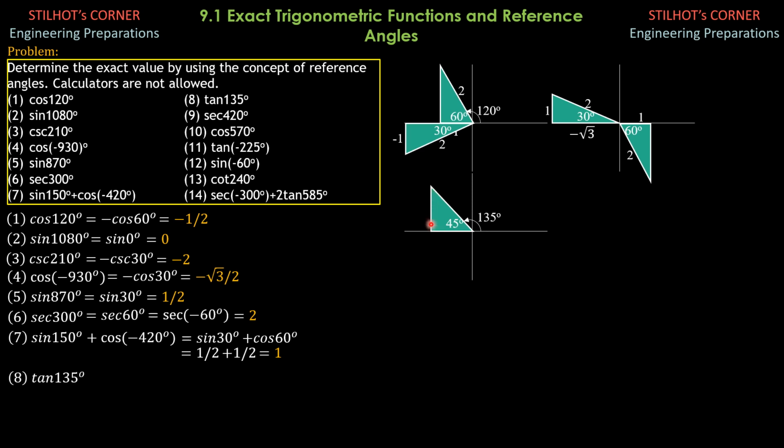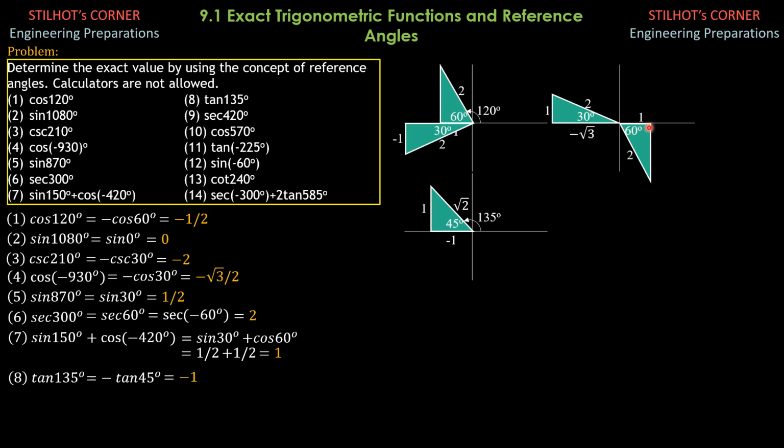Opposite is positive 1 because y is a positive unit, and the hypotenuse is always positive, square root of 2. So therefore tangent of 135 is opposite over adjacent, so 1 over negative 1. So it is negative 1. But it is also negative tangent of 45 where you are not obliged. But we base on this figure, it is 1 over negative 1, so it is negative 1. Number 9, secant of 420 degrees.